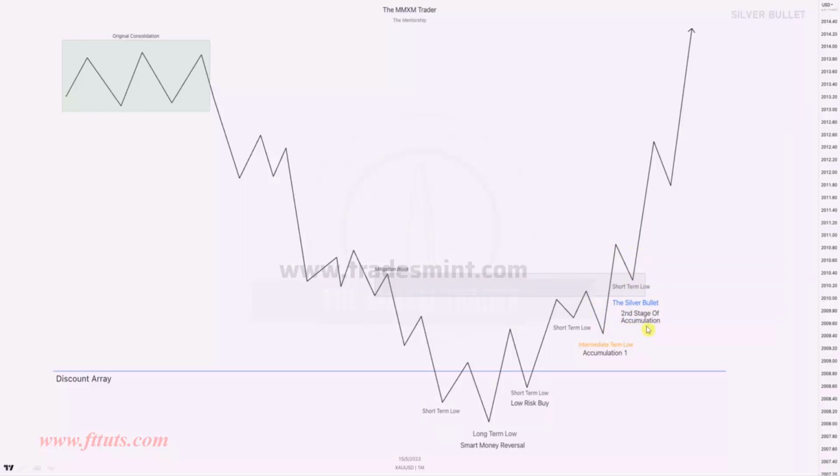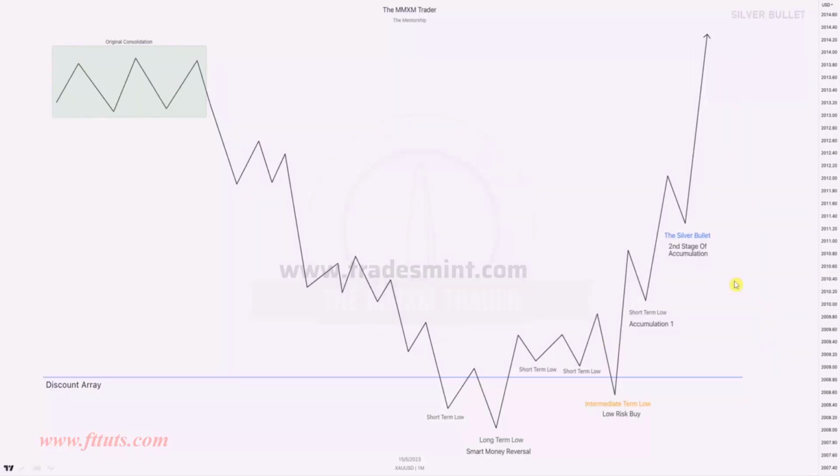So this is option number 1, anticipating that short-term low to form next to that intermediate term low. So this is option number 2, right? And we're waiting for that intermediate term low to be confirmed. So we need to see that short-term low to the left of it and that short-term low to the right of it, and then we have a confirmed low.